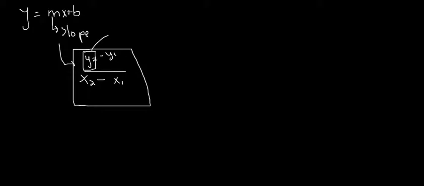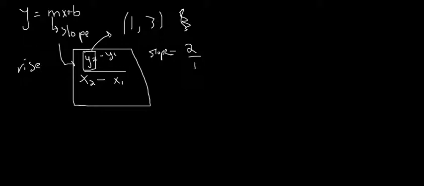So say my x is 1 and my y is 3, right? And say I want to find another point, and my slope is 2. This is my slope. How would I find my other point? We know slope is what? Rise over run, right? So from 1 I'll go up 2.